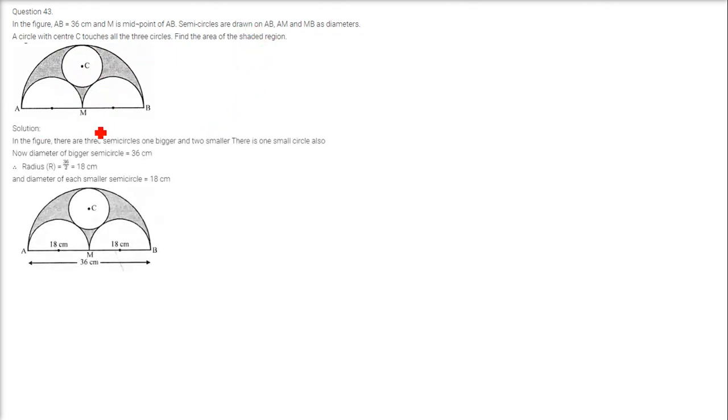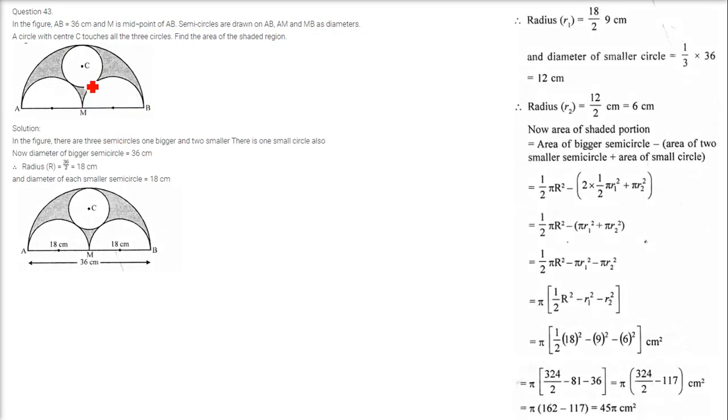So by symmetry, one thing has to be noted here is, what is the diameter? Because this we already know. From here to here it is 36. From here to here it is 18. But how about this one?